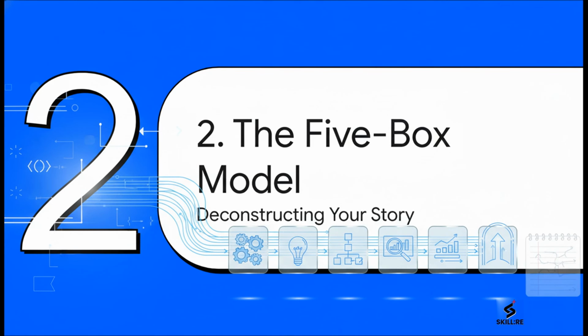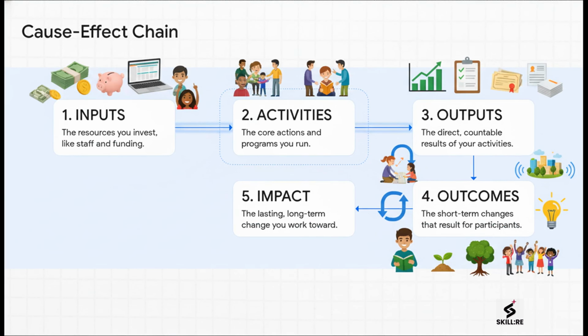All right, let's get into the nuts and bolts of the model itself. We're about to break down your entire story, all the amazing work you do, into 5 simple connected pieces. And here they are: inputs, activities, outputs, outcomes, and impact. Now, this isn't just some random list. Think of it like a chain of dominoes. One thing logically leads to the next, which leads to the next. The connections between these boxes tell the story of your organization.